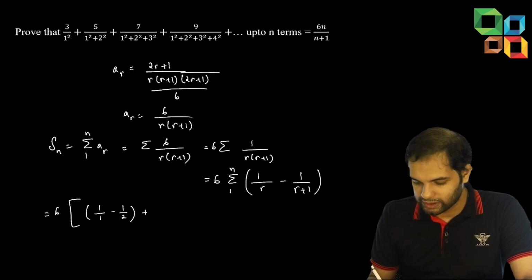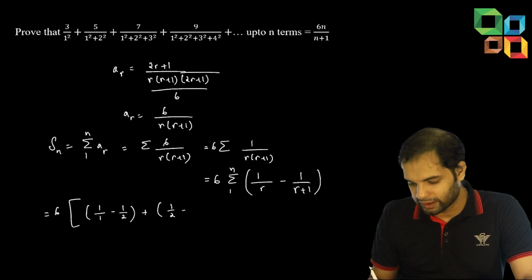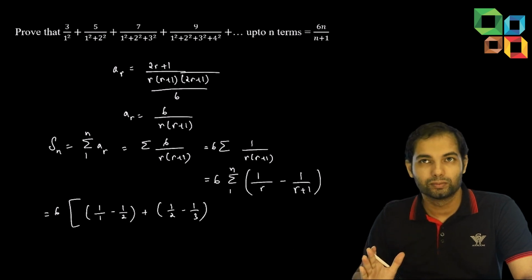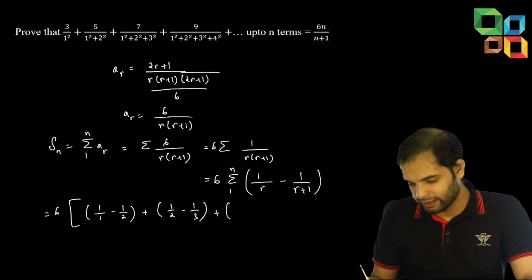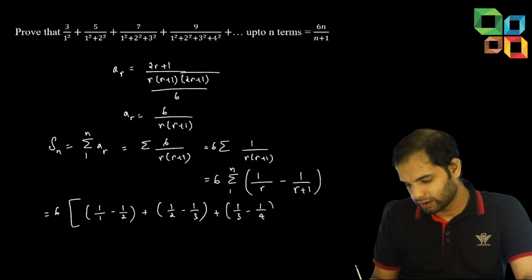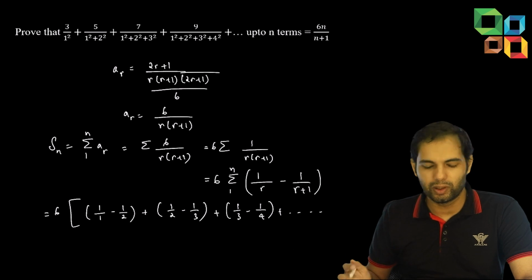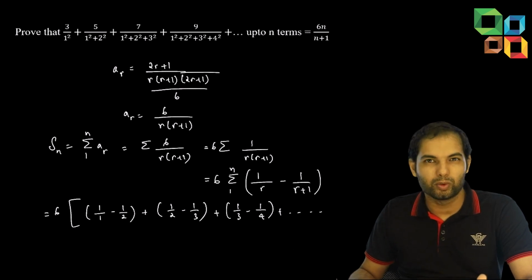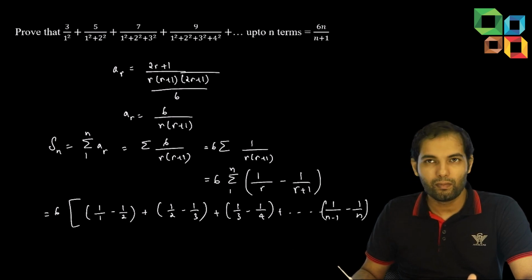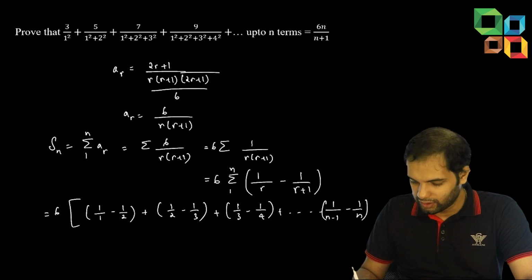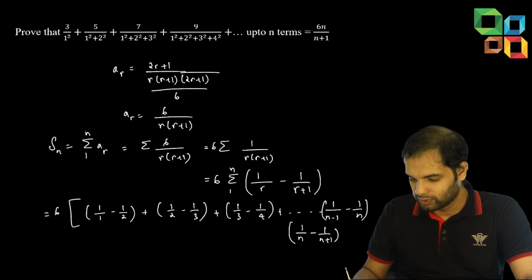Let's look at the second term. What is it? It's 1 by 2 minus 1 by 3, correct? When r is 2. Now, next term, I think you get the idea. It's 1 by 3 minus 1 by 4. At the end, what do you have? When r is n minus 1, I would have 1 by n minus 1 minus 1 by n. Then the last term is n. So I would have 1 by n minus 1 by n plus 1. Is it fine?